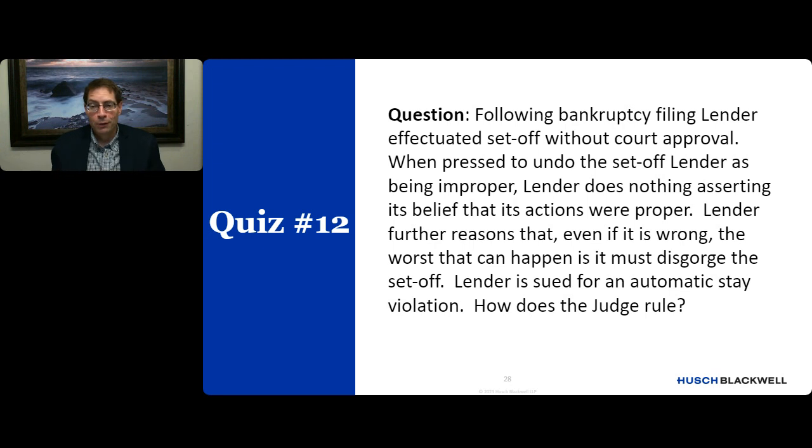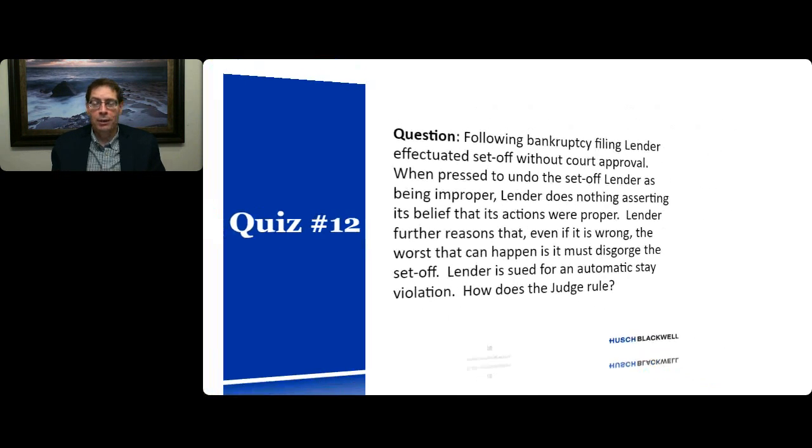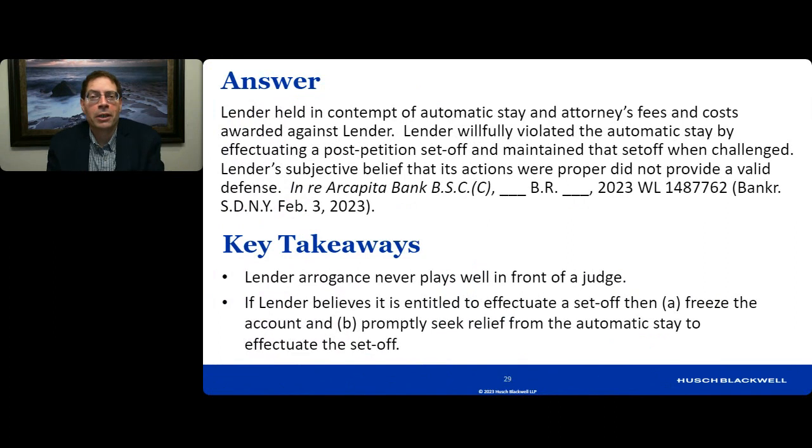All right. Well, in this case, it didn't go well for the lender. The lender's held in contempt of the automatic stay, and it had to pay attorney's fees and costs. And the court found that the lender willfully violated the automatic stay by effectuating the set-off post-petition and then maintaining that set-off when it was challenged. And the other point here is that the lender's subjective belief that it was okay was not a proper defense. All right. So there are some really important takeaways here from this case.